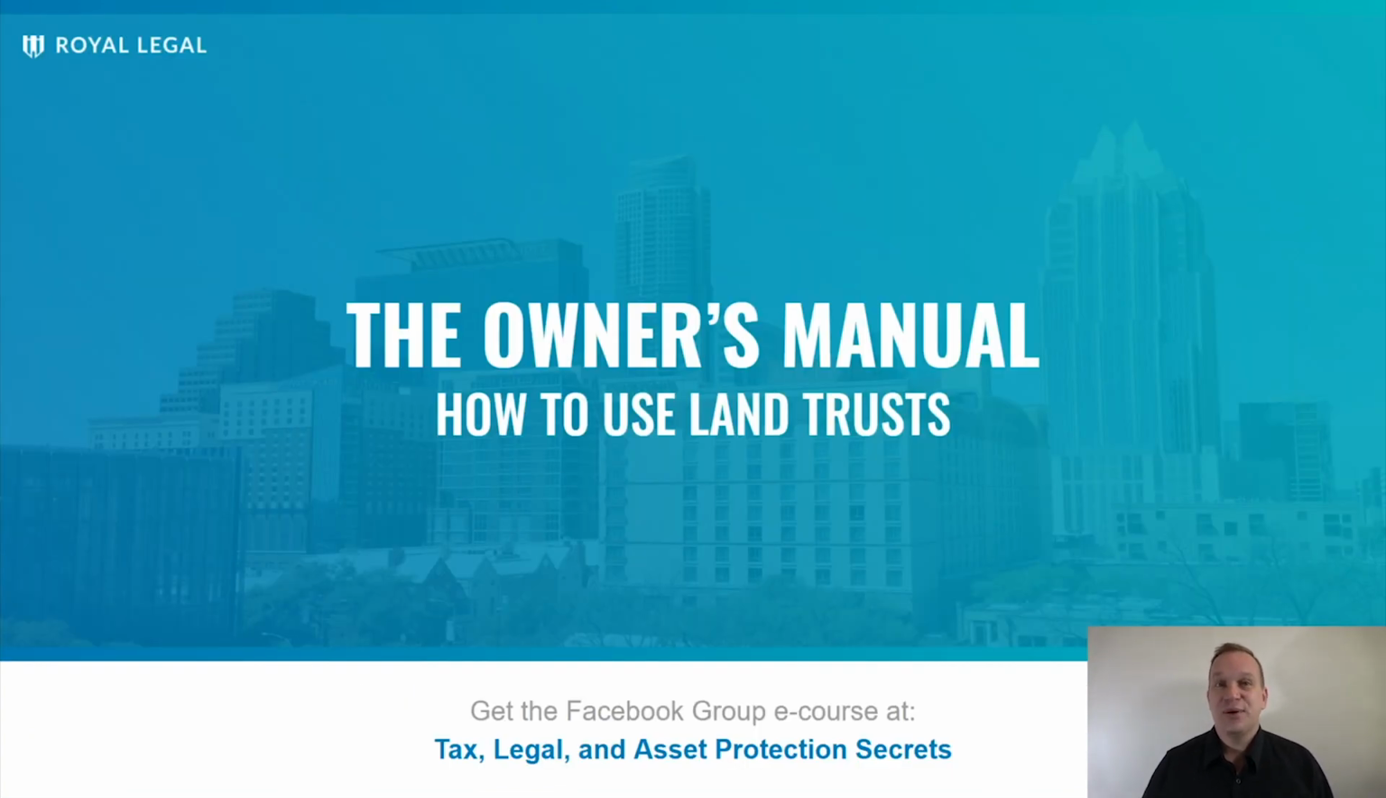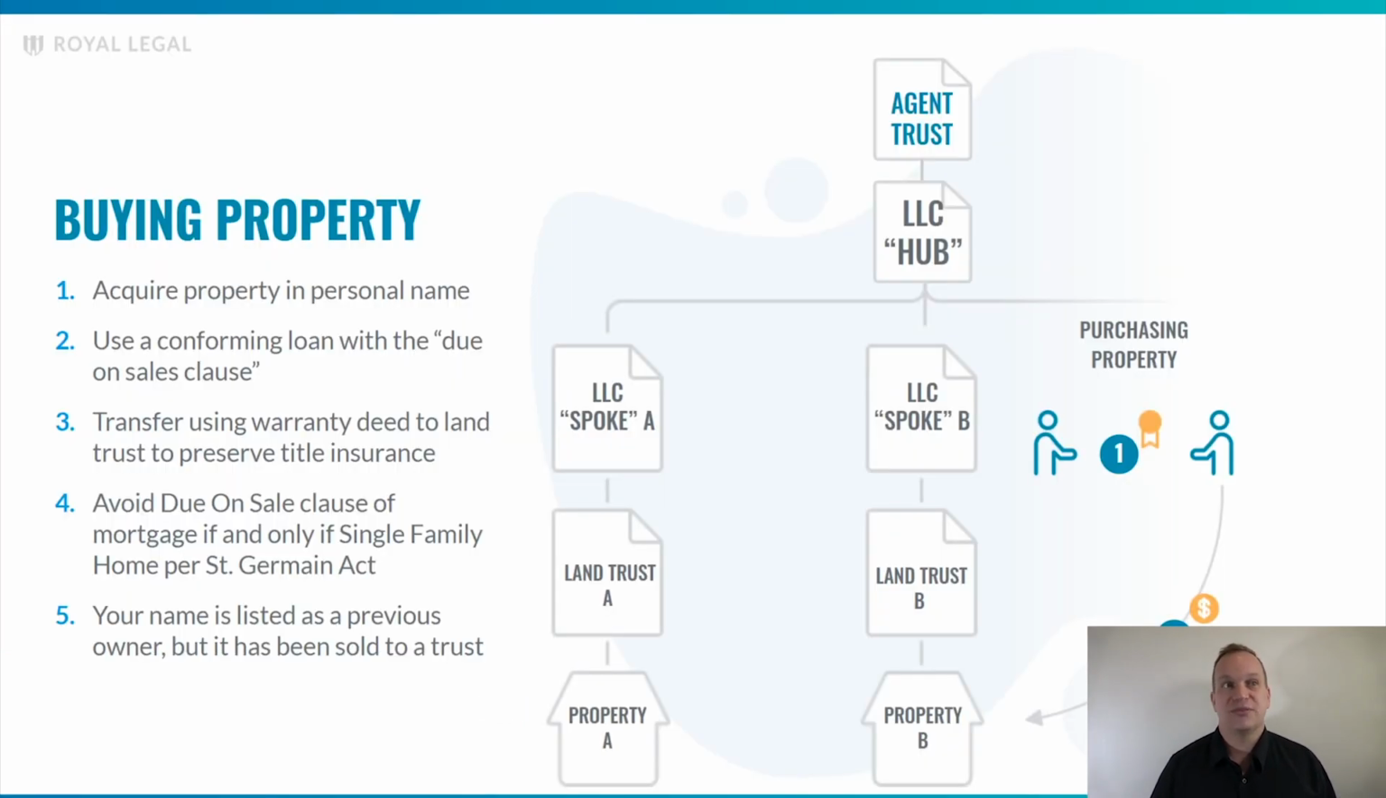So guys, let's go into the owner's manual of how to use the land trust effectively. When you buy the property, you're always going to be buying the property in your personal name. You're going to be using a conforming loan to acquire that property. But when you transfer it into the land trust as a type of revocable trust, it avoids the due on sale clause, as long as the property that you buy is a 1 to 4 unit property, meaning 1 to 4 unit doors on a single property. Those are all inside of the exceptions for the Garn-St. Germain Act.